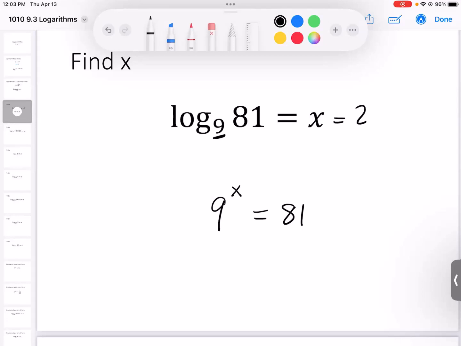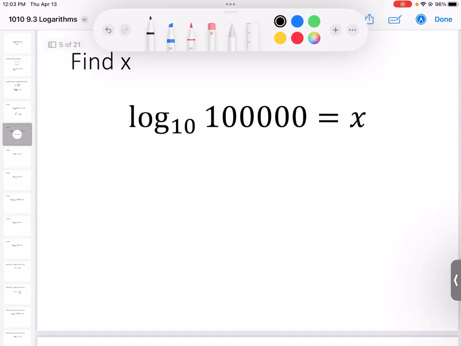So why don't you guys try this one? What would be log base 10 of 100,000? Once you've got your answer, give me a thumbs up, just so I can see where you guys are at.